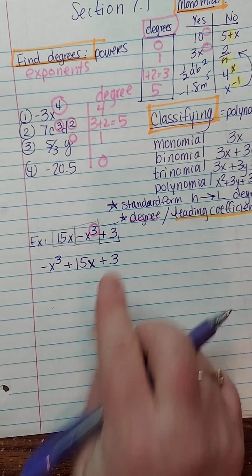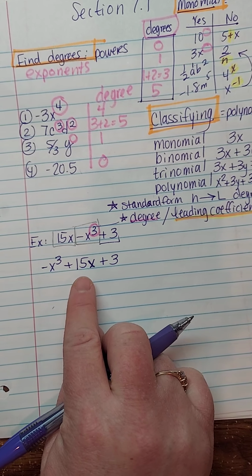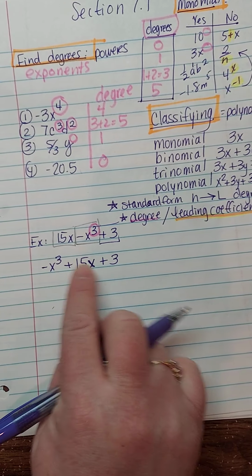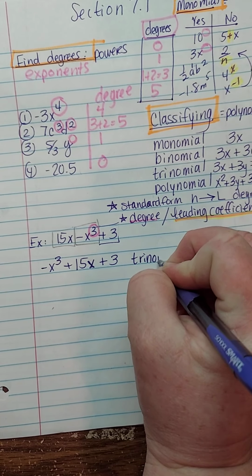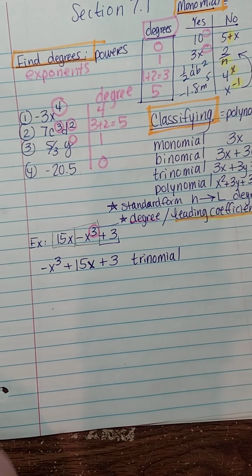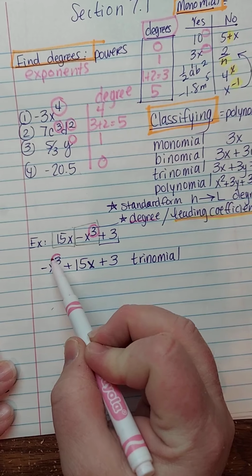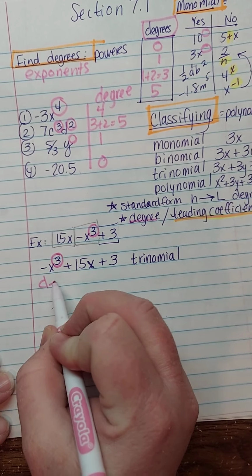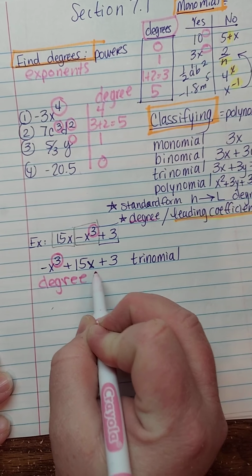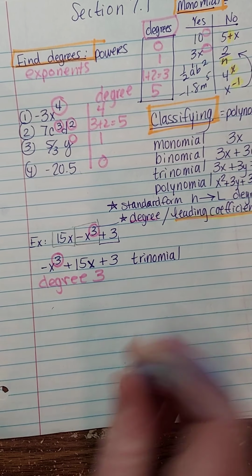Now, tell me what would I classify this polynomial? It has 1, 2, 3, so this is a trinomial. What is the highest degree that it has? So notice that this is one single monomial. So circle my highest. So my highest degree is 3.